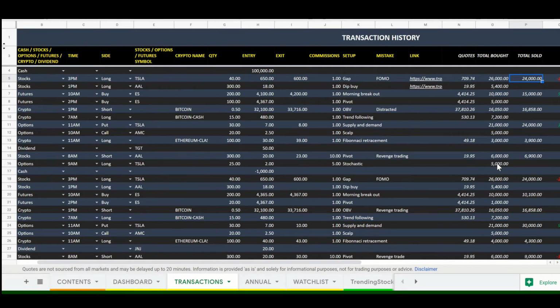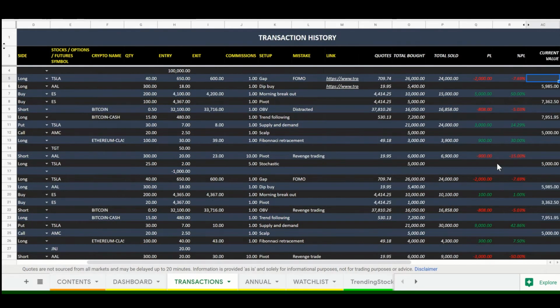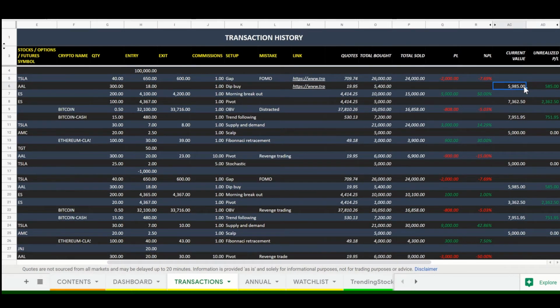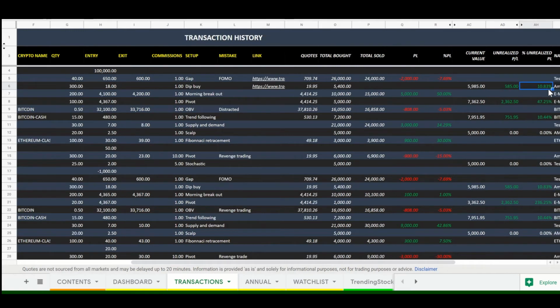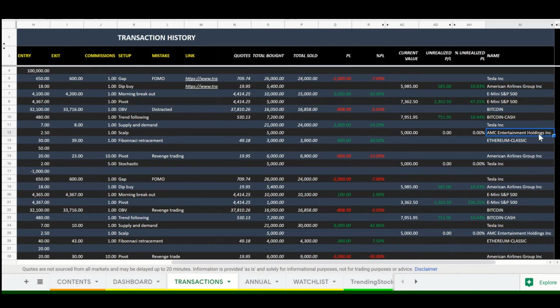How much you bought and how much you sold. So profit loss is based on the positions that you already closed. Now, current value is based on the live price. So for this case, you haven't closed this position yet. So the current value is that much, and your unrealized profit loss is this much, and in percentage. For options, the price is based on your entry price, so you won't see any profit for open positions. And then the name of the ticker, you will see that here.